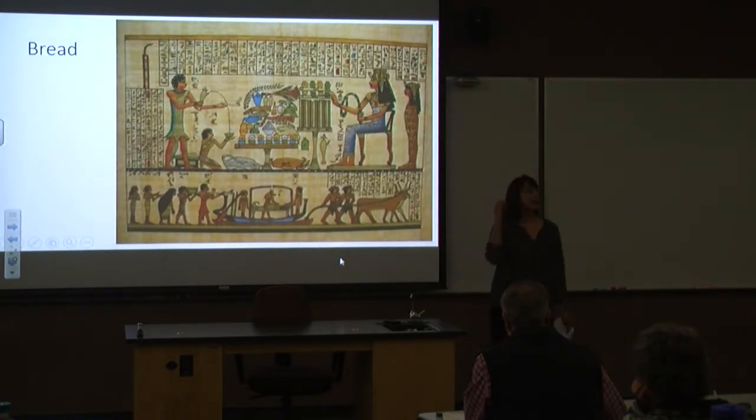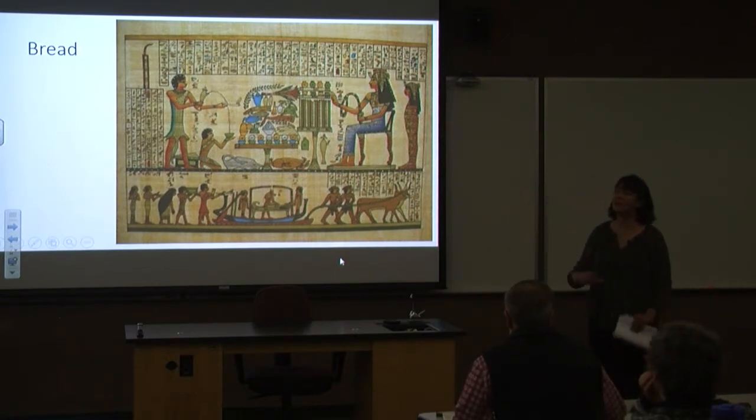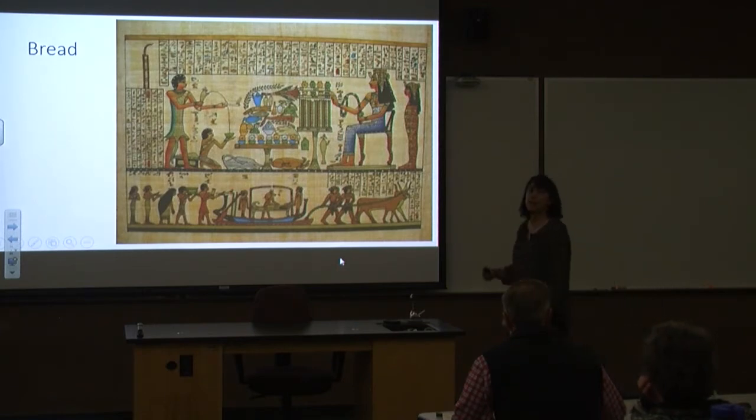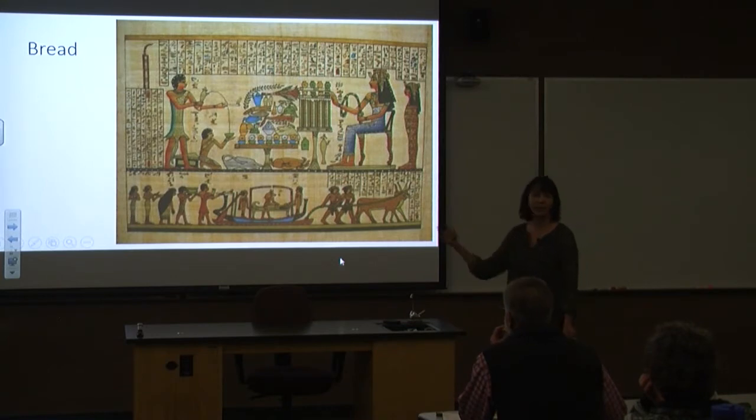And then, of course, bread, right? So we talked about bread, and this is something in ancient cultures. Bread was often a measurement, a loaf of bread. It was also a currency. Trading bread and trading beer, these are both products of yeast fermentation.